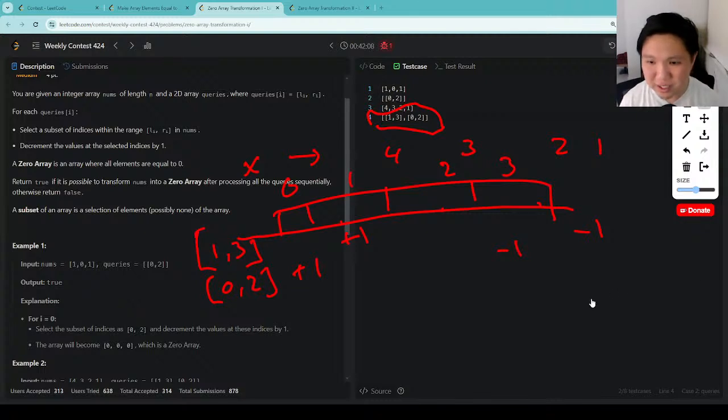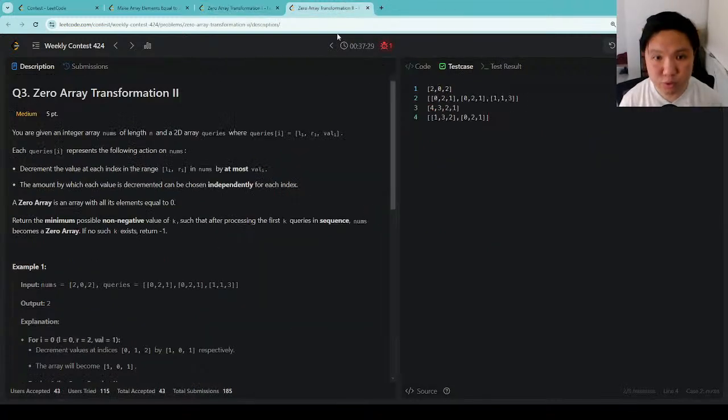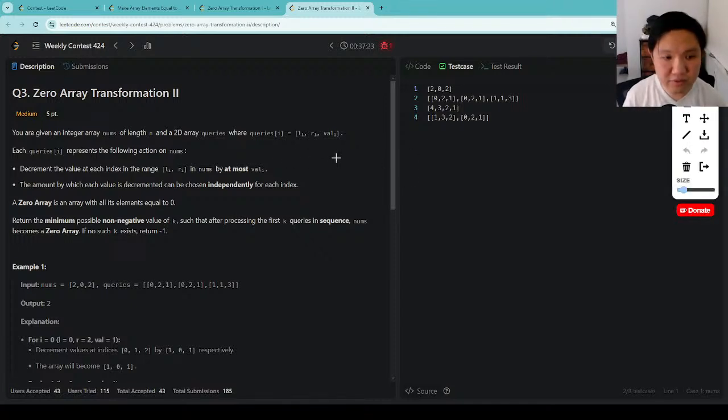How to do question 3, line sweep algorithm. I don't know what the line sweep algorithm is. But question 3, I think, is probably similar to question 2. So the way I did it is as follows. It's very similar. The main difference is this value actually doesn't matter. This is a very small difference. This just means instead of +1 and -1, it's plus value, minus value. That's like a one line change.